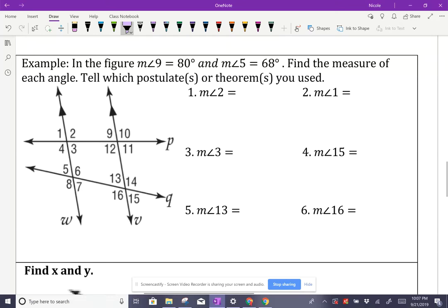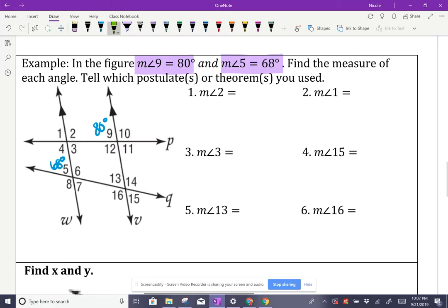All right, let's take a look at an example. In the figure below, the measure of angle 9 is 80 degrees, and the measure of angle 5 is 68. So let's go ahead and plot that information in there. We have 80 degrees and 68 degrees.